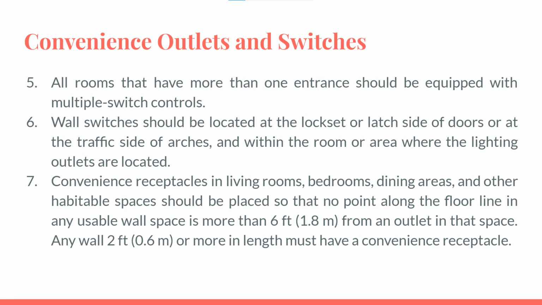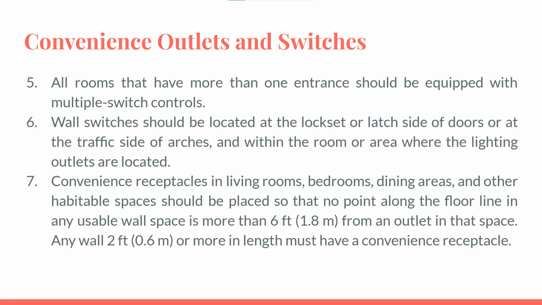Sixth, wall switches should be located at the lock set or latch side of doors or at the traffic side of arches, and within the room or area where the lighting outlets are located. Seventh, convenience receptacles in living rooms, bedrooms, dining areas, and other habitable spaces should be placed so that no point along the floor line in any usable wall space is more than 6 feet or 1.8 meters from an outlet in that space. Any wall 2 feet or 0.6 meter or more in length must have a convenience receptacle.